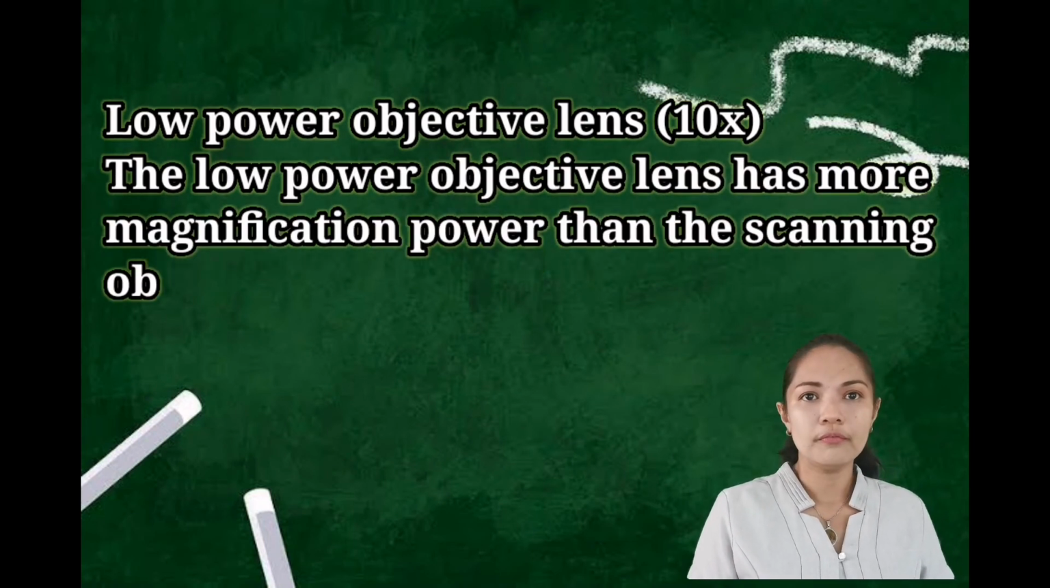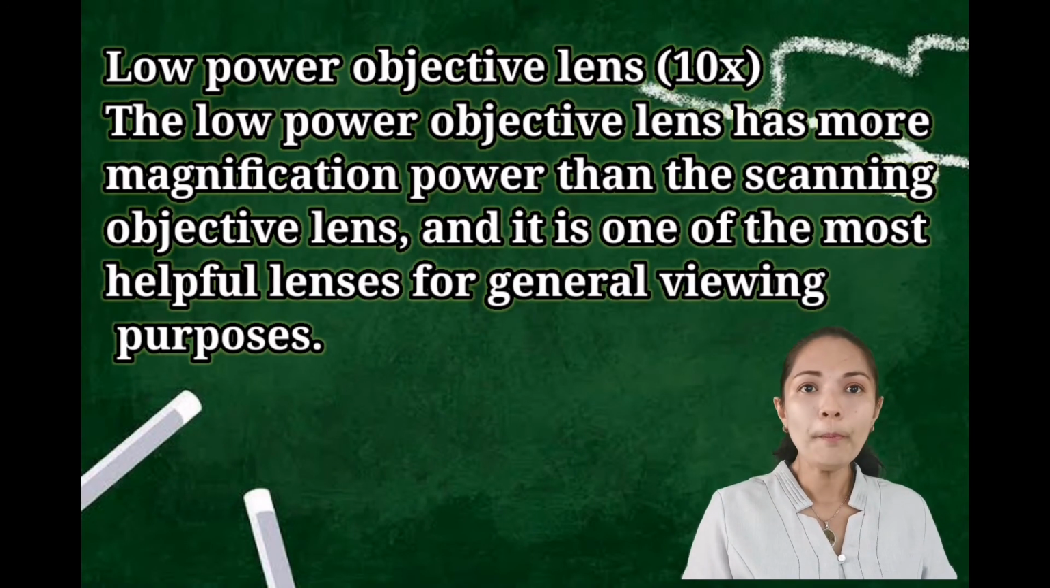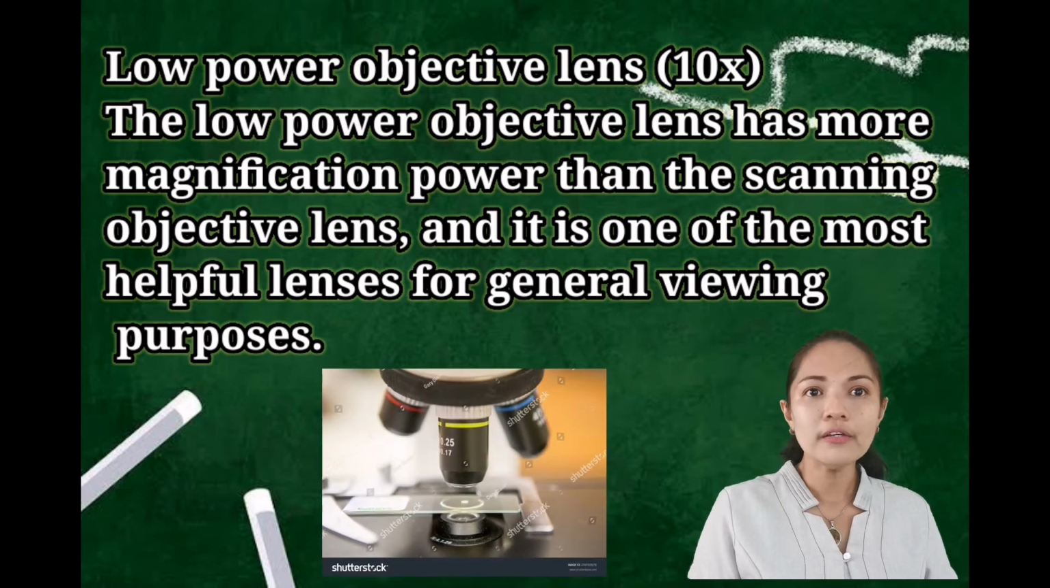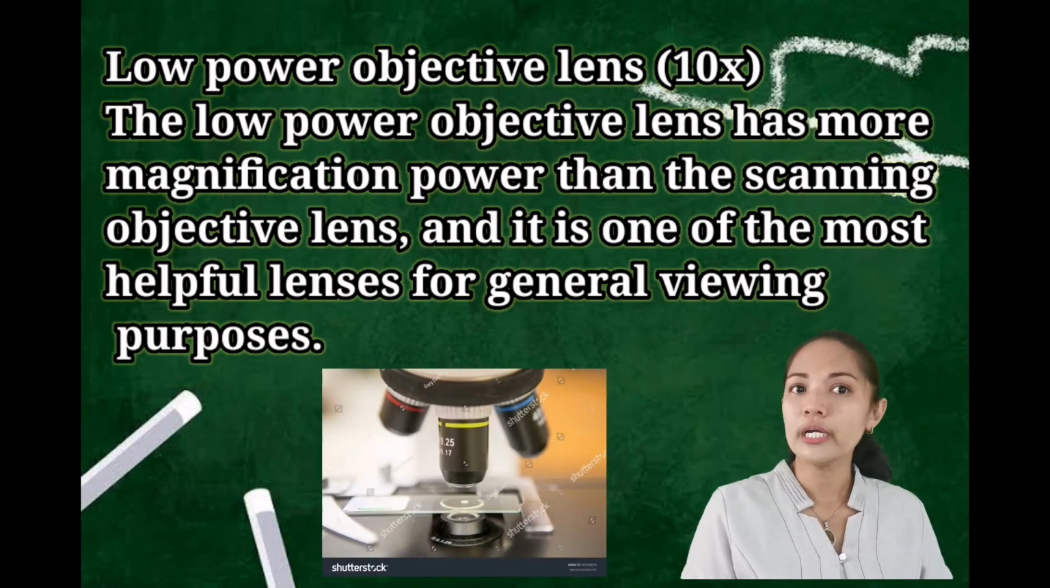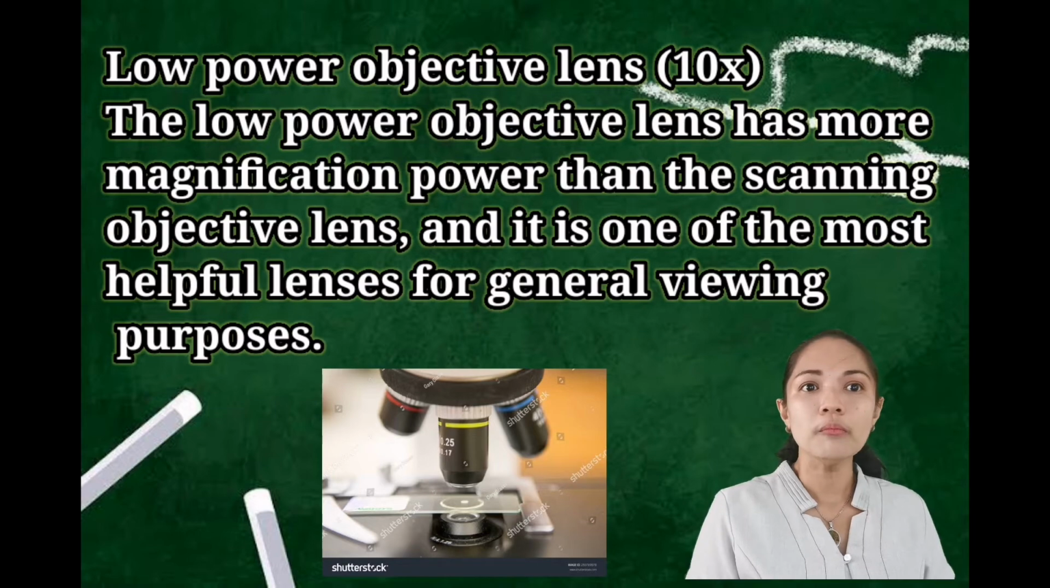Low power objective, or 10 times. The low power objective lens has more magnification power than the scanning objective lens, and it is one of the most helpful lenses for general viewing purposes.